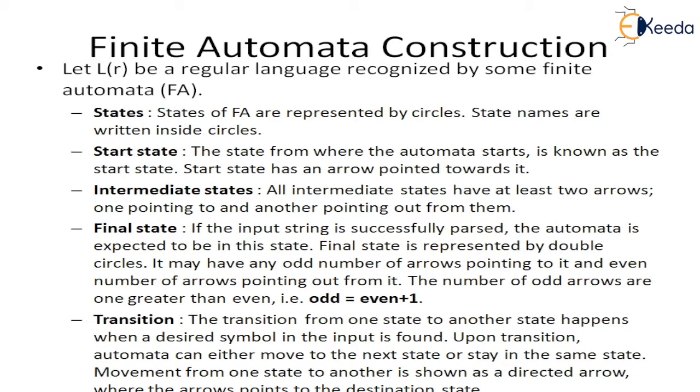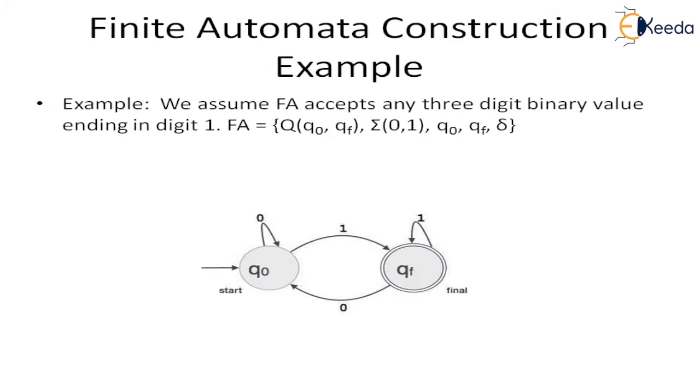Then the final state is represented by the double circle. And transition is nothing but the linking from one state to another state. It is represented by the directed arrow. In this way, the finite automata construction takes place. A finite automata construction example is shown in the figure.